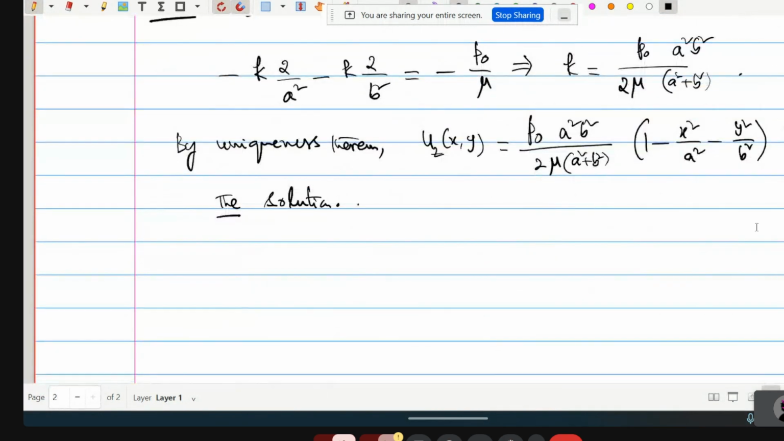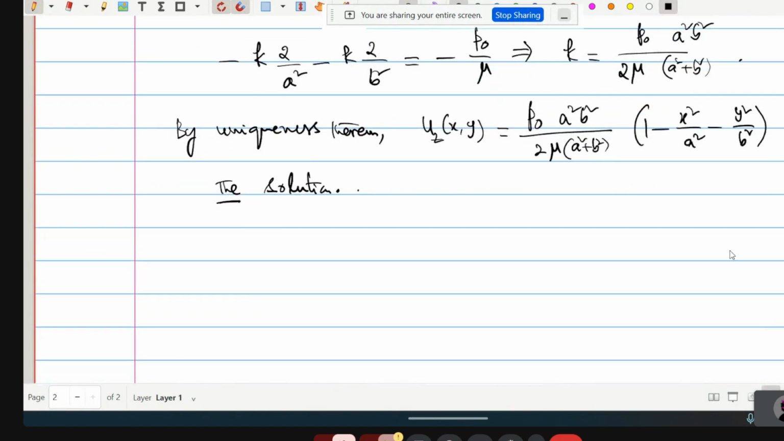Followed? Yes, sir. This is the way you have to calculate. So we basically solve the PDE satisfying the boundary condition, that is a unique solution. So that's how you get your solution. Okay. So let's see what else we can do.